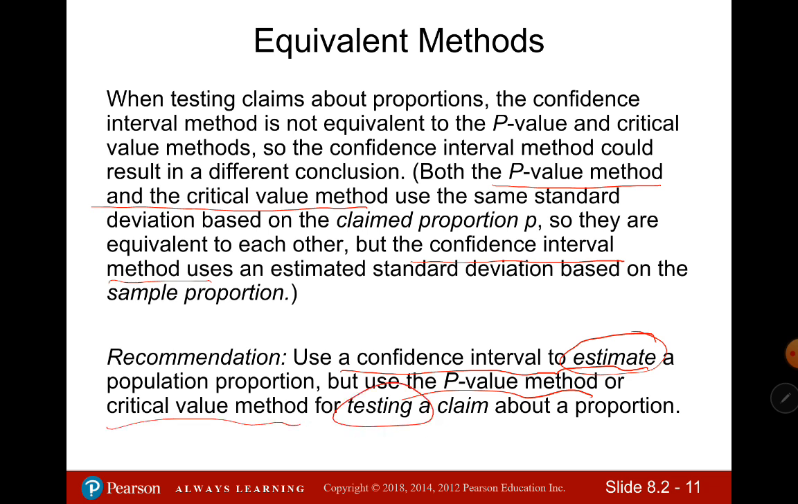Again, we cannot use the confidence interval for a proportion to do the test, because the confidence interval method is not equivalent to the other two methods. Which means maybe I use the p-value method and get the conclusion to reject the null, but if I use the confidence interval, maybe I get the opposite result, fail to reject. So which one should you choose? Always choose the p-value method and the critical value method. The confidence interval is just for estimating.